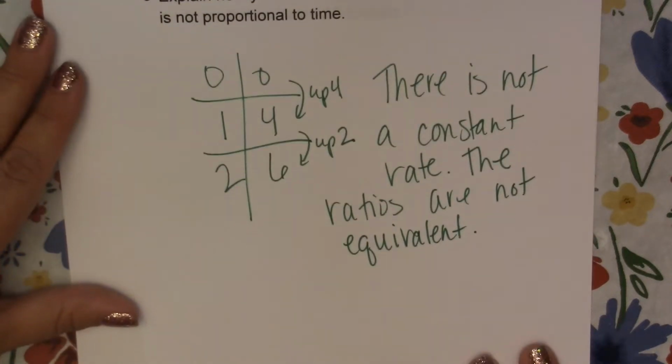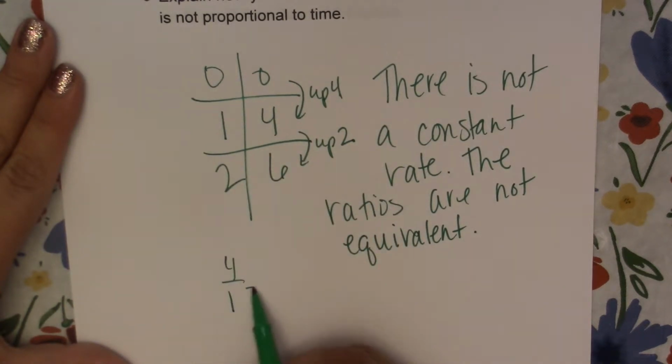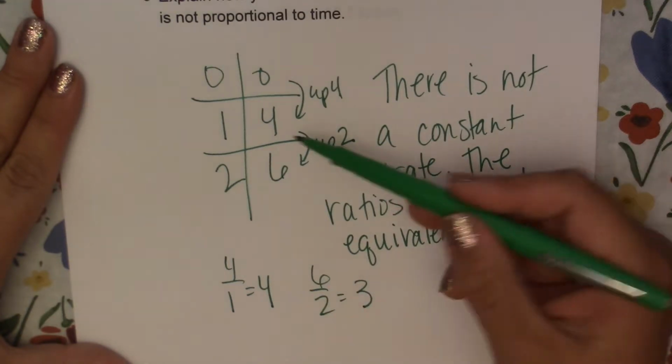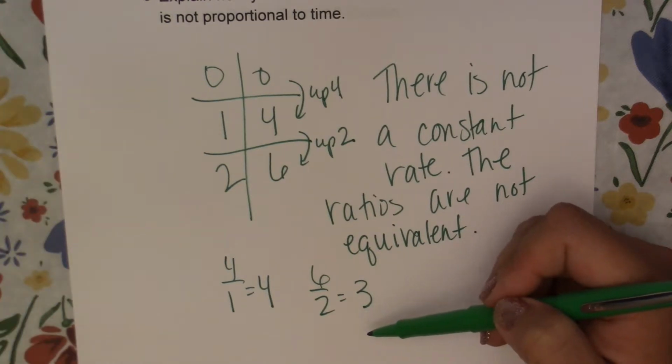So I'm going to write out the ratios for this little table here. So I have 4:1, which is 4, and then 6:2, which is 3. And all it takes is one example to show that they are not the same for us to say that it is not proportional.